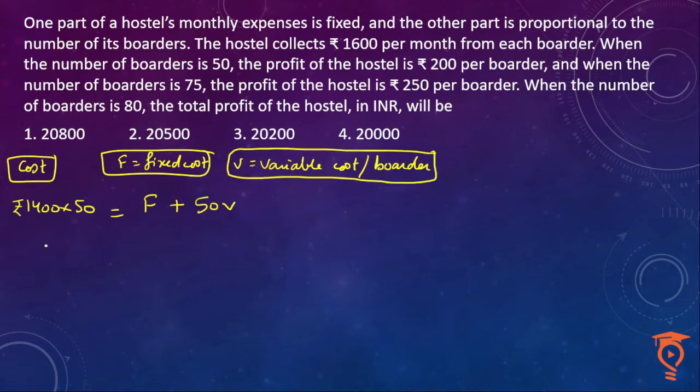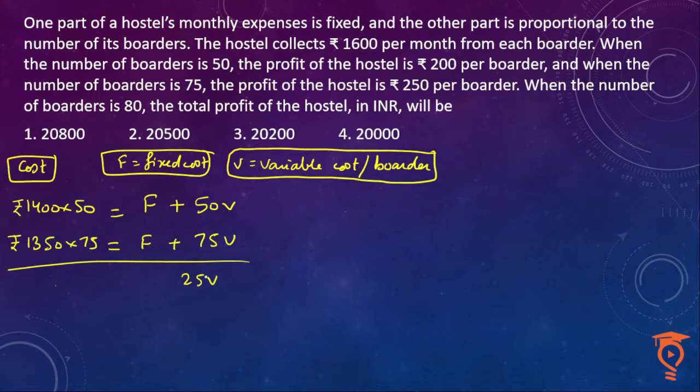per boarder. And the next would be 1350 into 75, that would be equal to fixed cost plus 75V. So if I solve these two equations, I would get 25V equal to 1350 into 75 minus 1400 into 50.